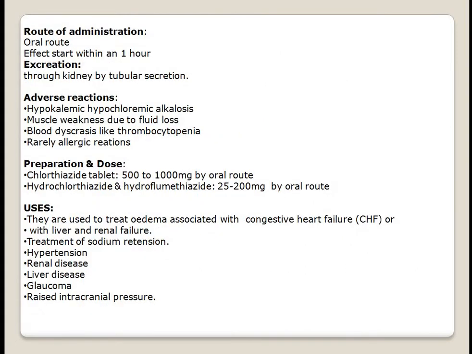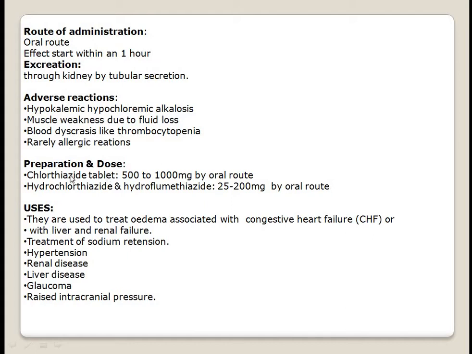For the next one, we are going to learn about the route of administration, the oral route. It shows the effect within 1 hour. Excretion is as usual by the kidneys, by tubular secretion. Adverse reactions are hypokalemic, hypochloremic alkalosis, and muscle weakness due to fluid loss. Why? Because sodium, chlorine and potassium loss will happen. Next, blood dyscrasias, meaning disorders of the blood, like thrombocytopenia, and rarely allergic reactions.